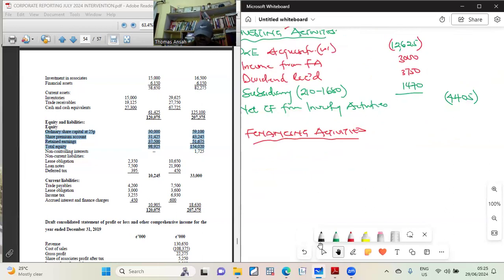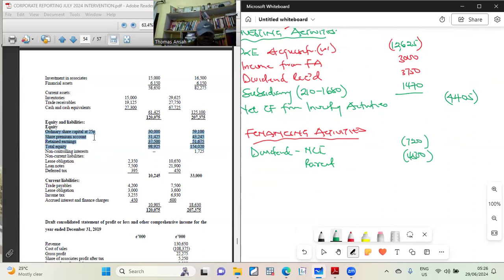So dividend to NCI, the subsidiary, and also to the parent. Outflows of 720 and outflow of 4,500. All right, so that is that.